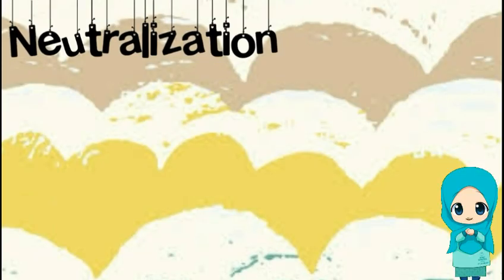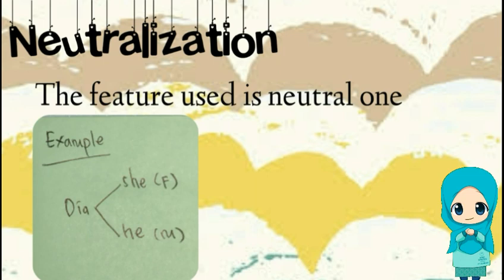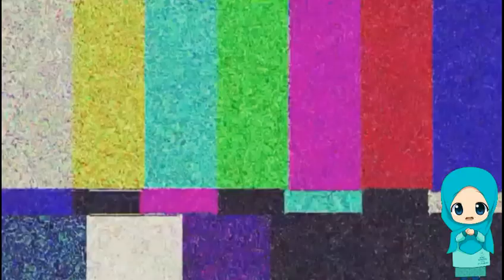Neutralization. Neutralization is a feature of language that focuses on the neutral form. For example, in Indonesian there is a morpheme dia, and in English there are she for female and he for masculine, but the neutral is the morpheme dia.